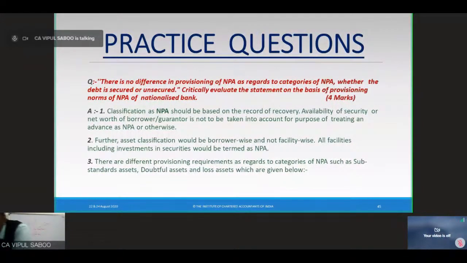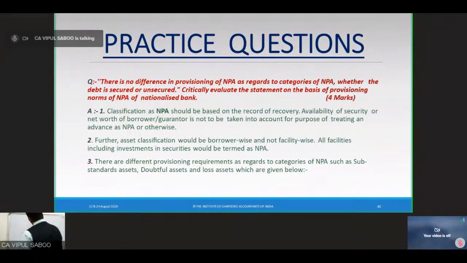Yes, Sanjay, I would come to that. So the question says, I would first explain in English, then in Hindi. There is no difference in provisioning of NPA as regards to categories of NPA, whether the debt is secured or unsecured. Critically evaluate the statement on the basis of provisioning norms for NPA of a specialized nationalized bank.